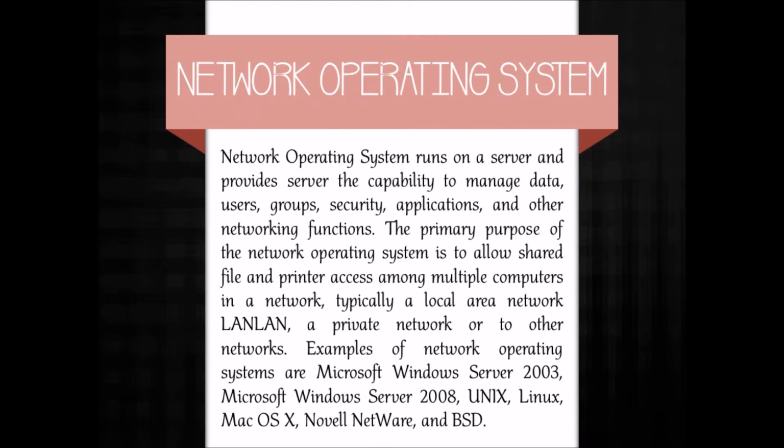Network operating system. It runs on a server and provides the server the capability to manage data, users, groups, security, applications, and other networking functions. The primary purpose of the network operating system is to allow shared file and printer access among multiple computers in a network, typically a local area network (LAN), a private network or other networks. Examples of network operating systems are Microsoft Windows Server 2003, Microsoft Windows Server 2008, Unix, Linux, Mac OS X, Novell NetWare, and BSD.